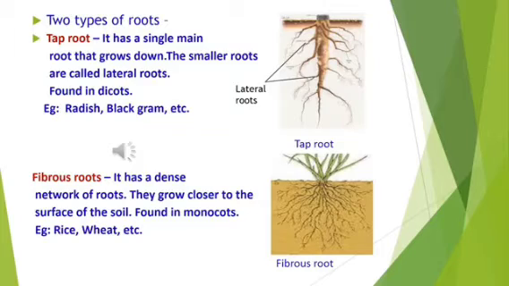So what are the two types of root systems? The taproot and the fibrous root system. Taproot, we have a single main root, whereas in a fibrous root, we do not have the main root. Taproot is found mostly in the dicots. Fibrous root is found in the monocots.